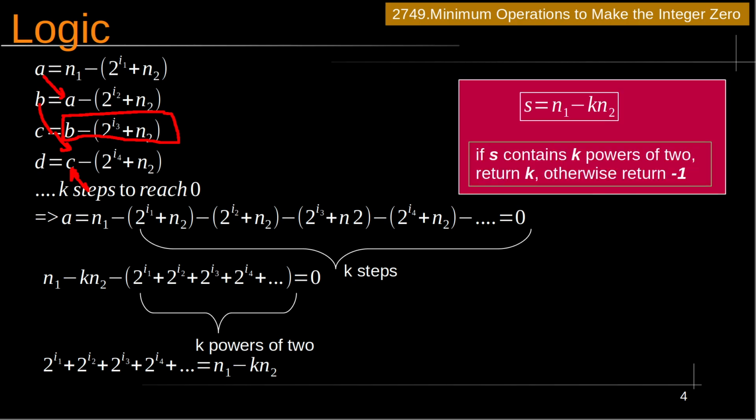But we have to be careful here. As we have seen here, we must have k powers of 2, because we have the same k here from this one. So if S contains k powers of 2, return that k, otherwise return minus 1. Using this logic, it is obvious and does make sense.